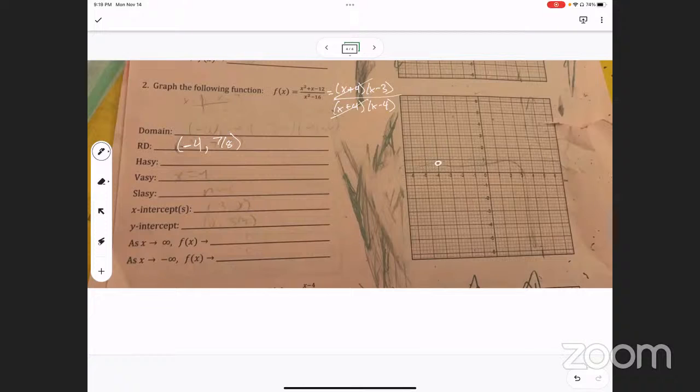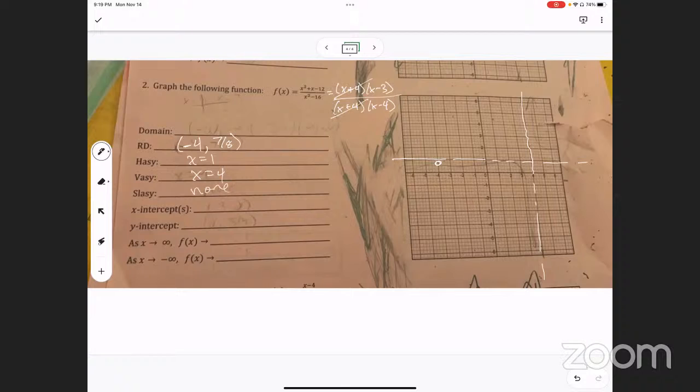The vertical asymptote is going to be where the denominator equals 0. So it's x equals 4. So draw in x equals 4. Draw in your vertical asymptote. The horizontal asymptote is at 1, because the degrees are the same, so you take your leading coefficients, which is just 1 over 1. Since the degrees are the same, you just take your leading coefficients. So your horizontal asymptote is y equals 1. Your slant asymptote, you don't have any.